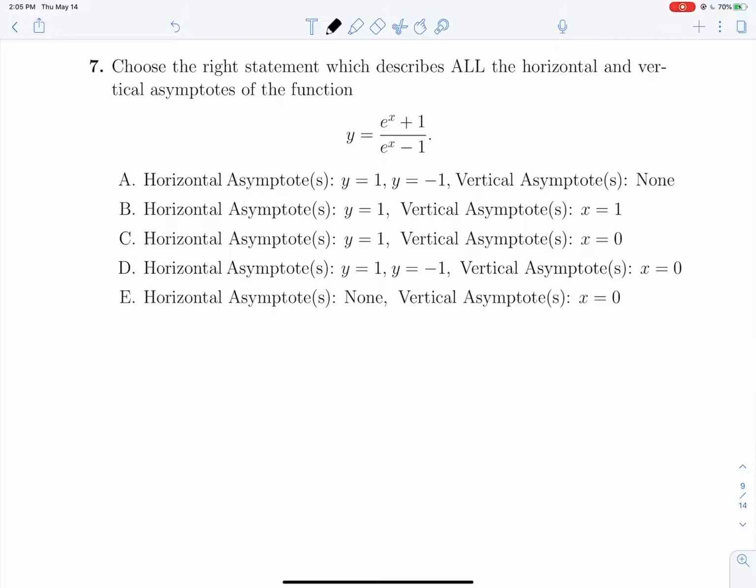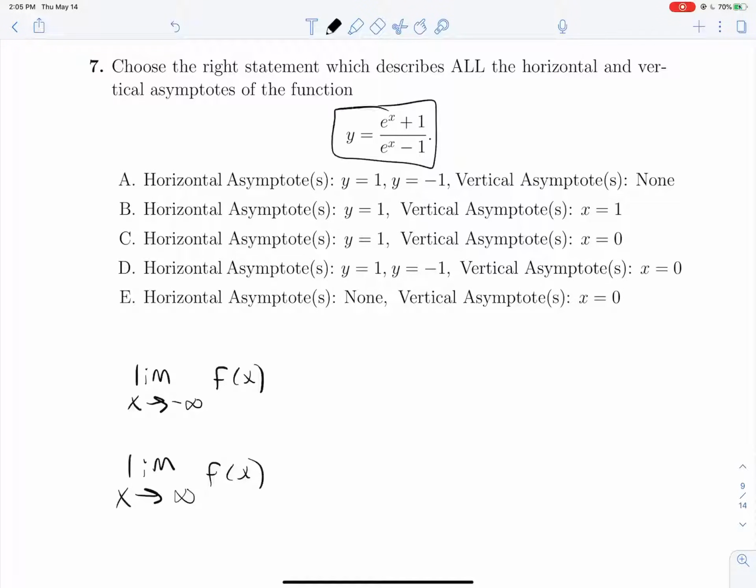Question 7, choose the right statement which describes all of the horizontal and vertical asymptotes of this function here. So looking for horizontal asymptotes, really what we care about is the limit as x approaches negative infinity of, and I'll call this f of x, and the limit as x approaches infinity of f of x. So what happens as x approaches negative infinity up here? Well, e to the x will approach 0, so will this e to the x, and we're really just left with 1 over negative 1. So this gives us a limit of negative 1.